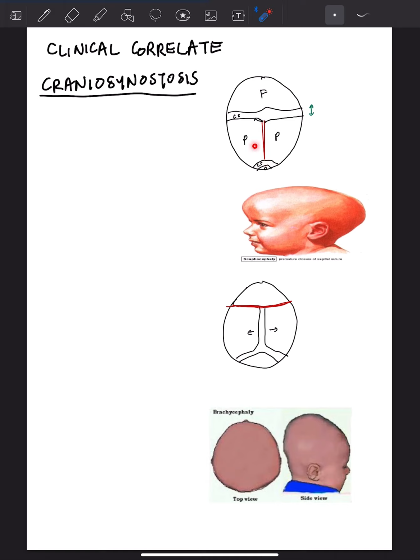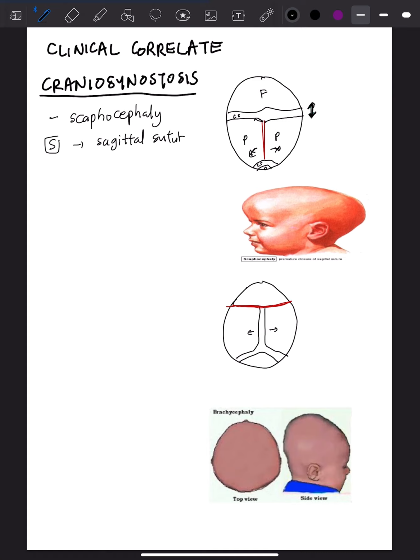So instead of being able to grow this way, you're not able to because the sutures have already closed, you can only grow your skull this way, anteroposteriorly, or as they call it, occipitofrontally. And this here is called scaphocephaly. What does it involve? What premature closure of which suture? It is your sagittal suture.